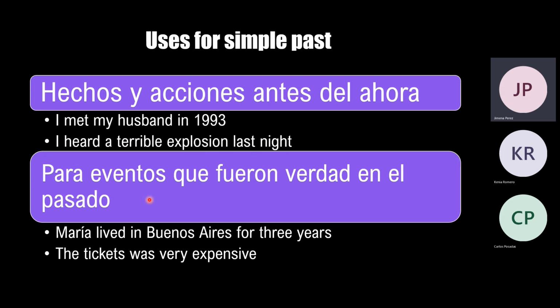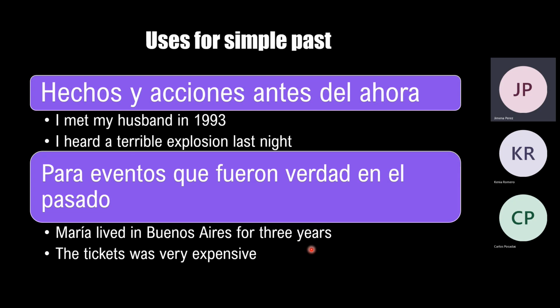Lo podemos usar también para eventos que fueron verdad en el pasado. Some events that were true in the past. Maria lived in Buenos Aires for 3 years and the ticket was very expensive. So as you can see, for example, here we have last night, and here a year or 3 years, and maybe ago could be.